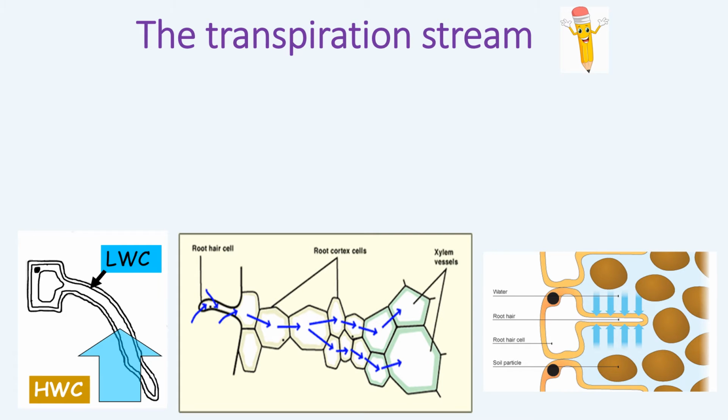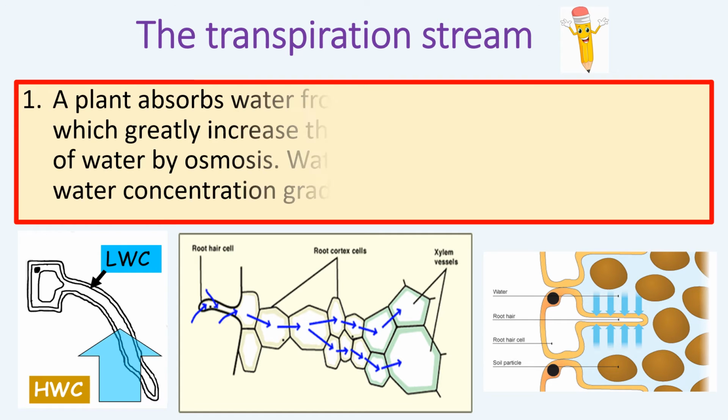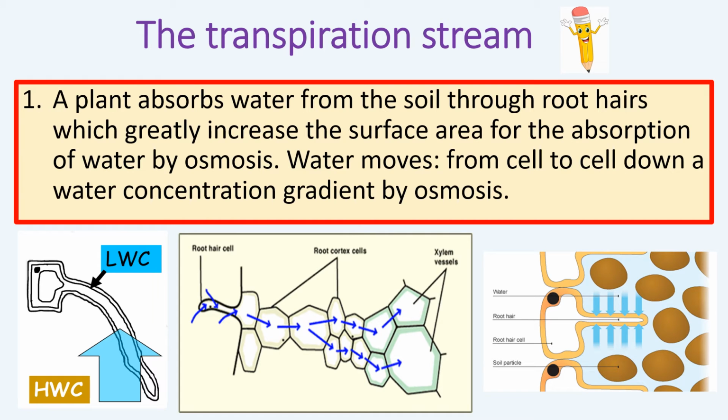You might get asked about how the water is absorbed into the plant, or something about how root hair cells are structurally adapted to absorb water for the transport process. So in the first stage, as we have already said, a plant absorbs water from the soil through root hair cells, which greatly increase the surface area. So that's how it's adapted. It's got root hair cells, which greatly increase the surface area for absorption of water by osmosis.